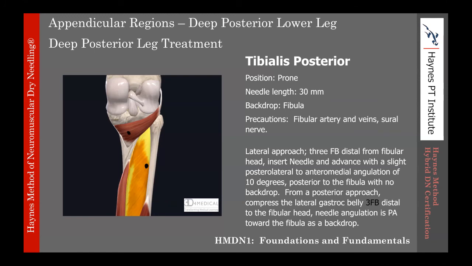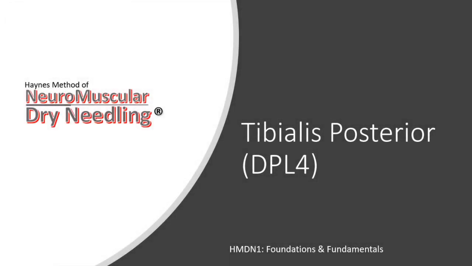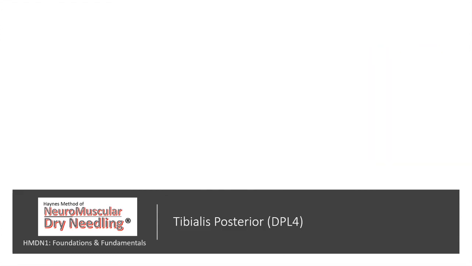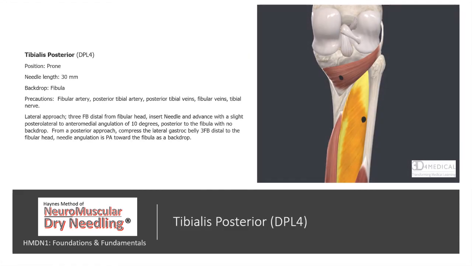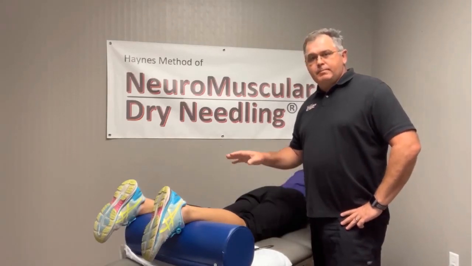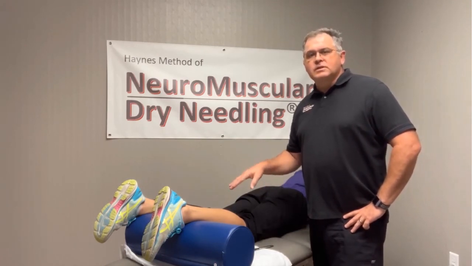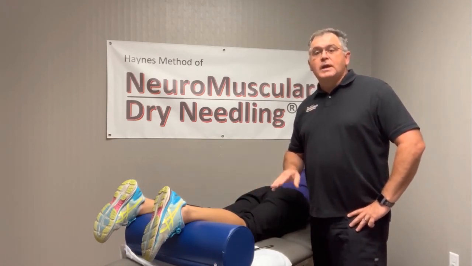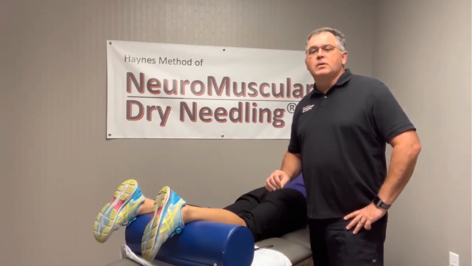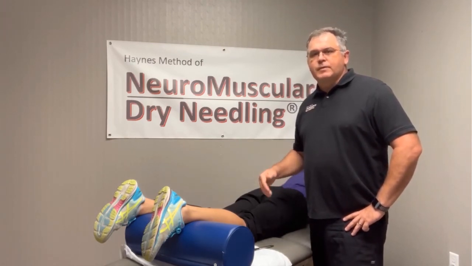And then for tib posterior. For tibialis posterior, again, prone position, needle length about 30 to 40 millimeters. The backdrop is down to the fibula. Precautions here: the fibular artery, the posterior tibial artery, posterior tibial veins, fibular veins, and the tibial nerve. To take a lateral approach, it will be 3 finger breadths distal from the fibular head.